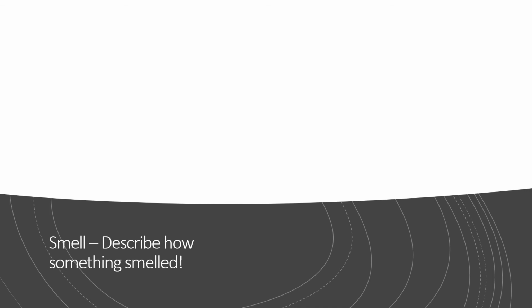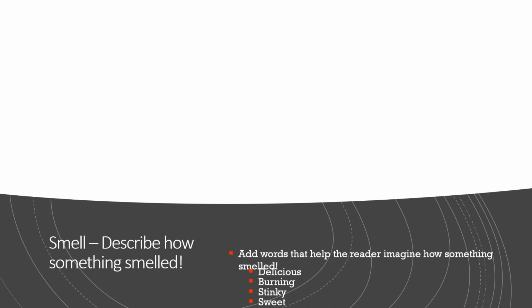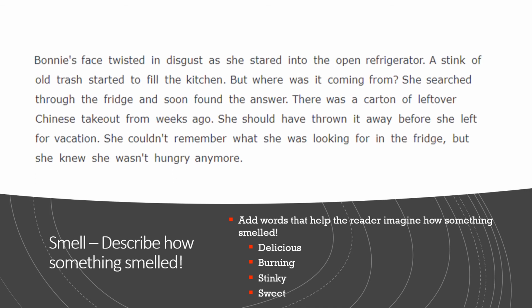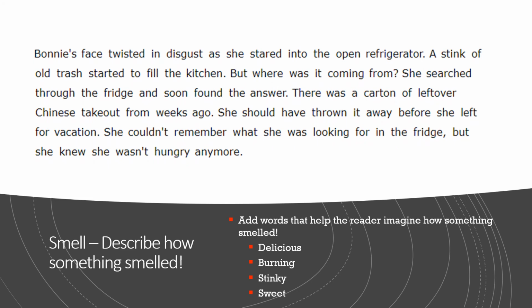Now we're going to talk about smell. The writer should describe how something smells. Add words that help the reader imagine how something smells, like delicious, burning, stinky, or sweet. Let's go ahead and find a description word or a detail that describes how something might smell.